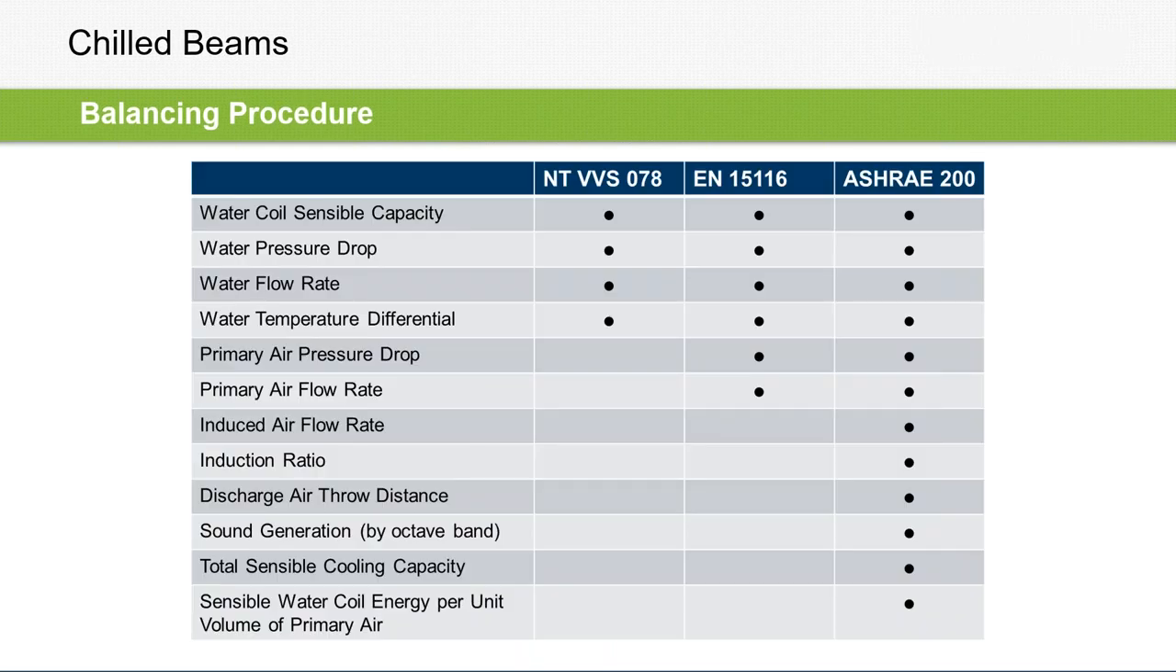And next, just talking about some standards the industry is using. We started with the Nortest methods, a European standard from several years ago. Eventually, they moved on to the EN standard, the 15116. And you'll see that a couple more data points were added. So the primary airflow pressure drop and also the airflow rate were added.